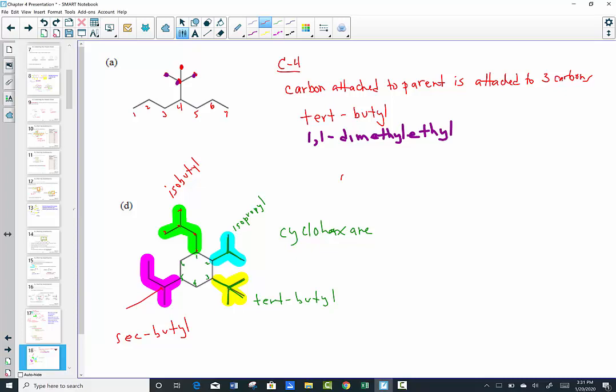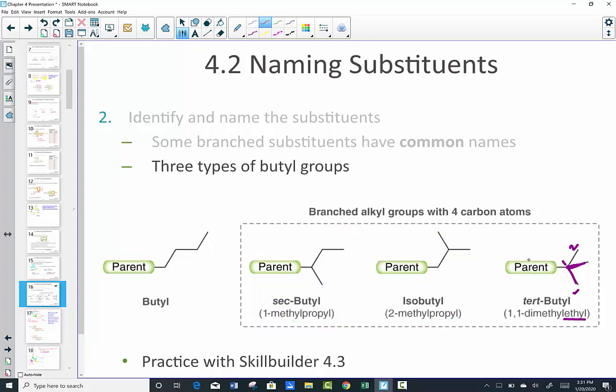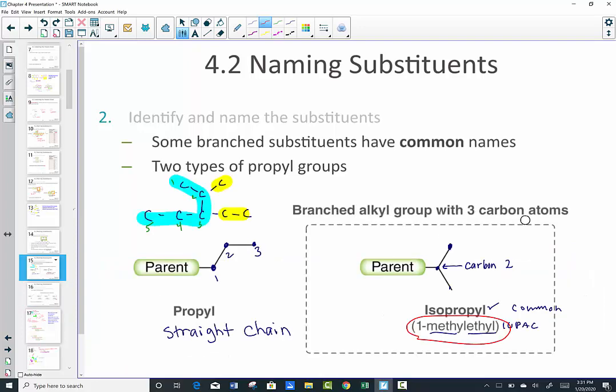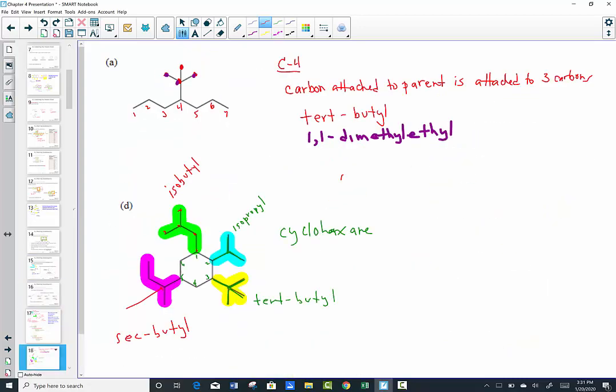Those will take practice, recognizing that those common names are most often used. I need to know sec-butyl, isobutyl, tert-butyl. I need to know isopropyl as well. Those common names will get us through a lot of naming problems.